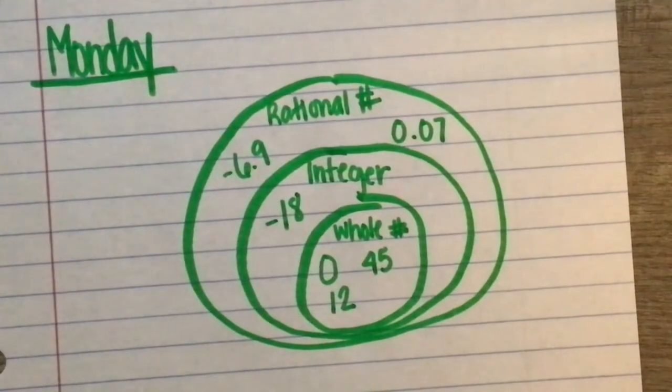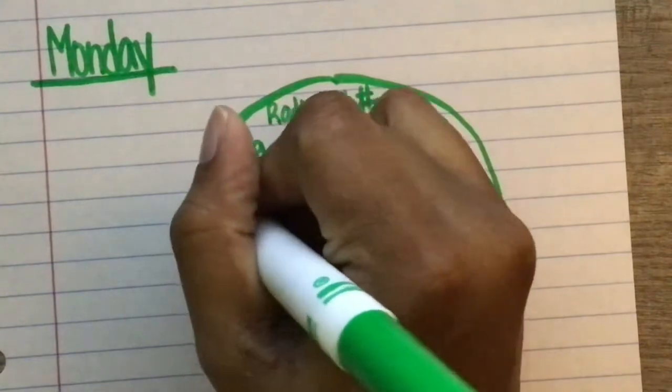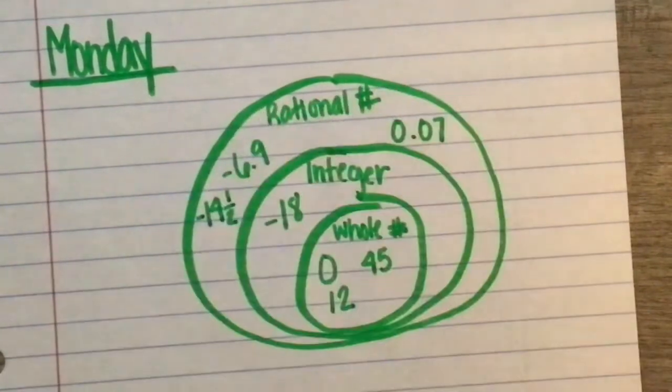And last, we have -14.5. -14.5 is definitely a rational number because it can be written as a fraction. But even though it's negative, we cannot put it in the integer section because it's not a whole number. It is a fractional number or mixed number. So -14.5 is going to stay under rational numbers. A common mistake that I see is that whenever students see negative numbers, they automatically put them in integers. We can't do that because integers represent positive or negative whole numbers.